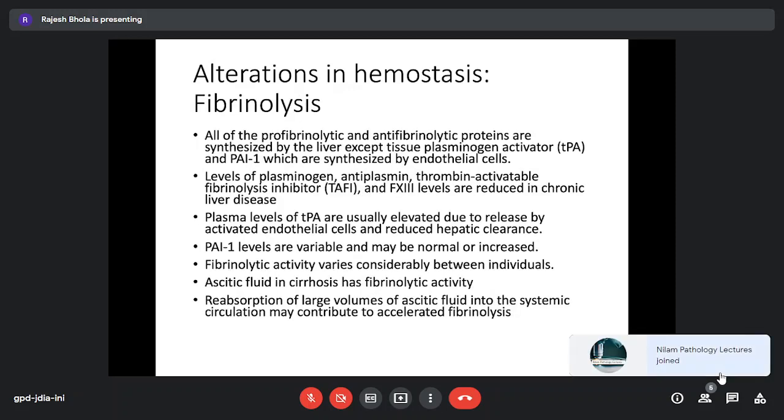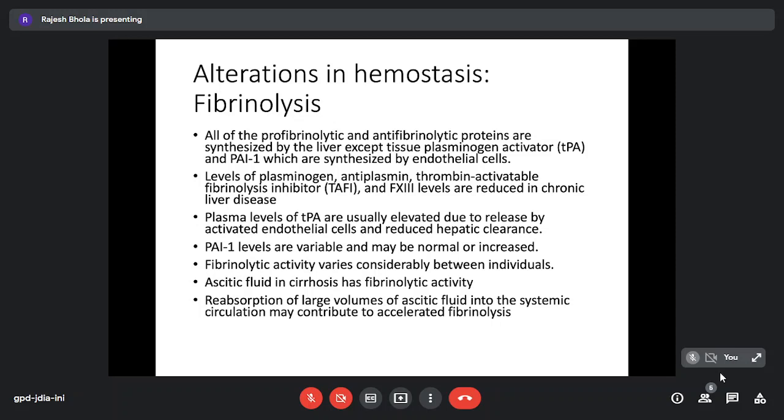So all the pro- and antifibrinolytic proteins in case of liver failure are synthesized by the liver, except tissue plasminogen activator and PAI-1, which are synthesized by your endothelial cells. And the levels of plasminogen, antiplasmin, thrombin-activatable fibrinolysis inhibitor, or TAFI, and factor 13 are reduced in chronic liver disease. But the plasma levels of tissue plasminogen activator and PAI-1 are variable, maybe normal or increased. So that indicates fibrinolytic activity can be variable between individuals.